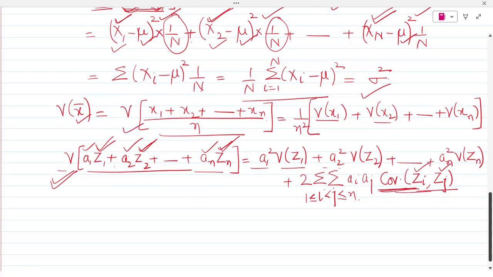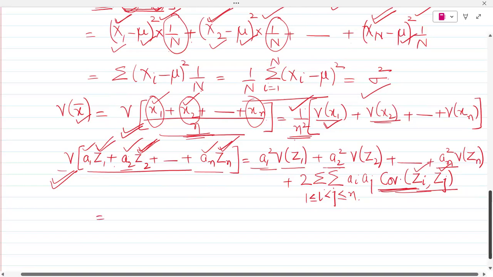So now here, what is your Z1? Instead of Z1, you have X1. Instead of Z2, you have X2, and so on. Now, what is A1? It is 1 by n. What is A2? It is 1 by n. Similarly, all the arbitrary constants are 1 by n. So 1 by n square means a1 square times the variance of this, plus 1 by n square into this, and so on. Our sample observations x1, x2, xn are also independent. I told you that our sample observations are independent because we are having simple random sampling.